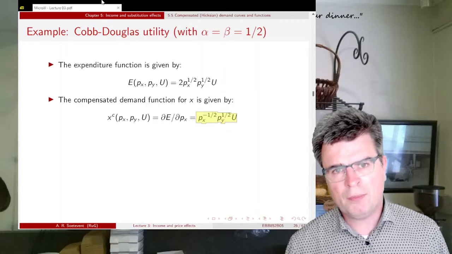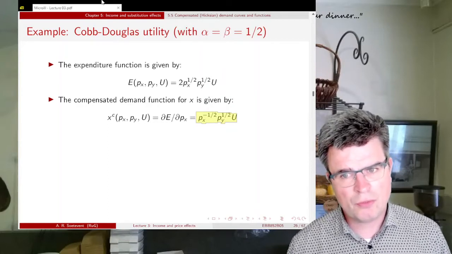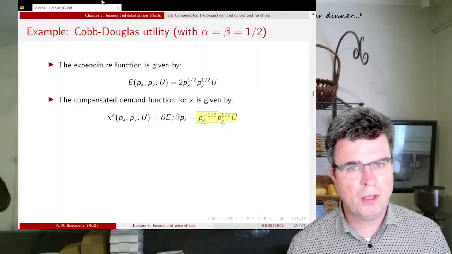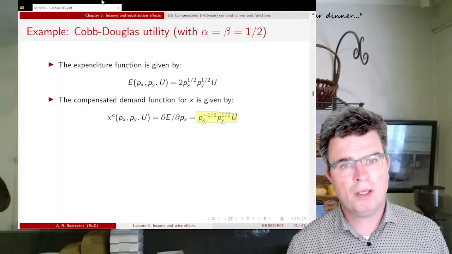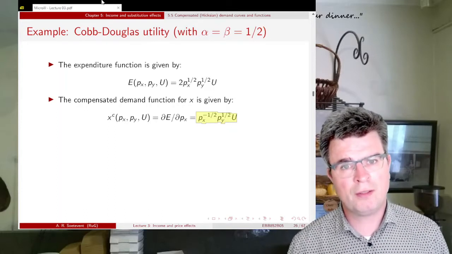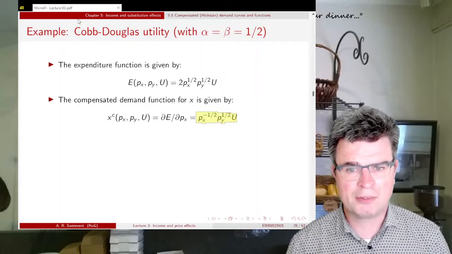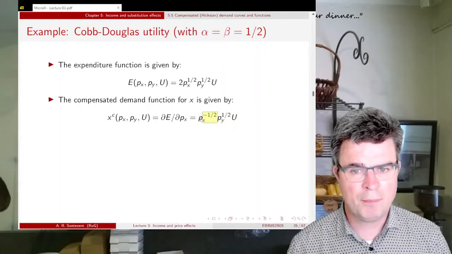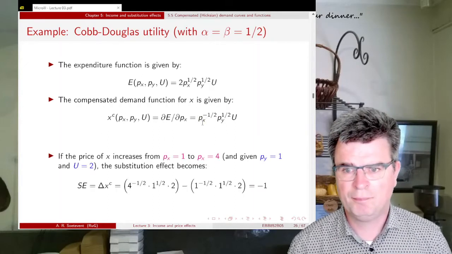The neat thing now is that given that we have an expression for the compensated demand function, we can easily compute the substitution effect if we change the price of Px, because we can just plug in the old and the new value of Px.